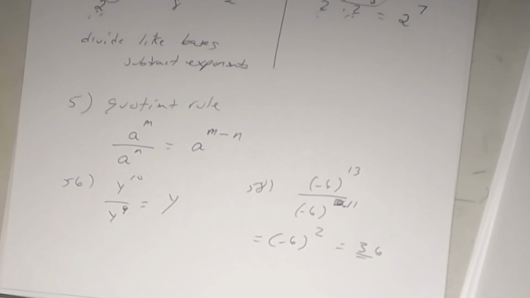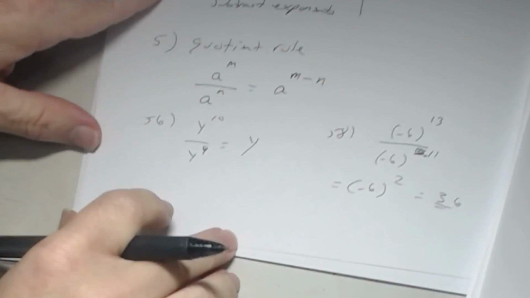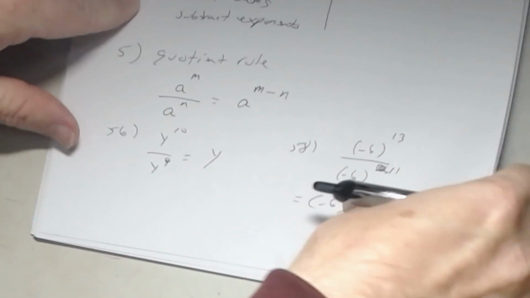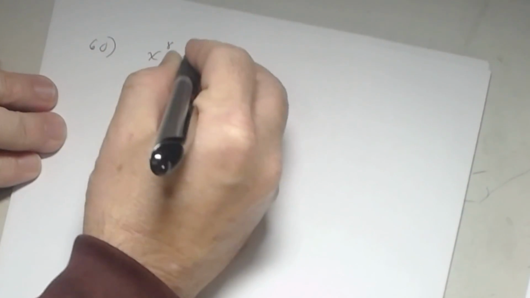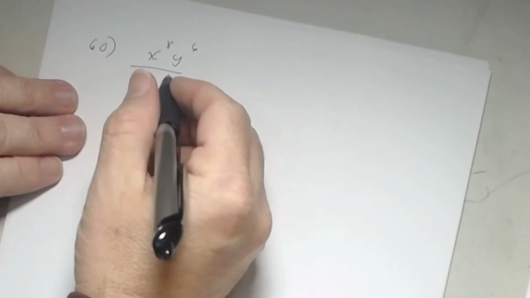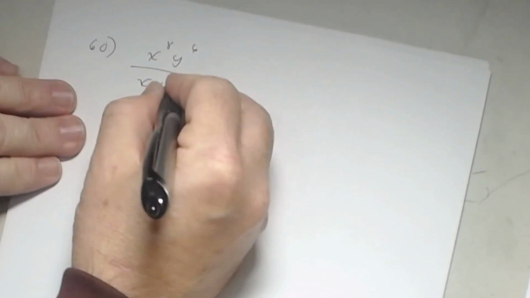All right, so that's 58. Now let's look at this one. So here's how you get number 60. Listen carefully to number 60. All right, number 60, you have x to the 8th, y to the 6th, divided by x, y to the 5th. Don't make it difficult. Listen to what I'm about to tell you. You want to still subtract, right? Yes, but listen carefully.